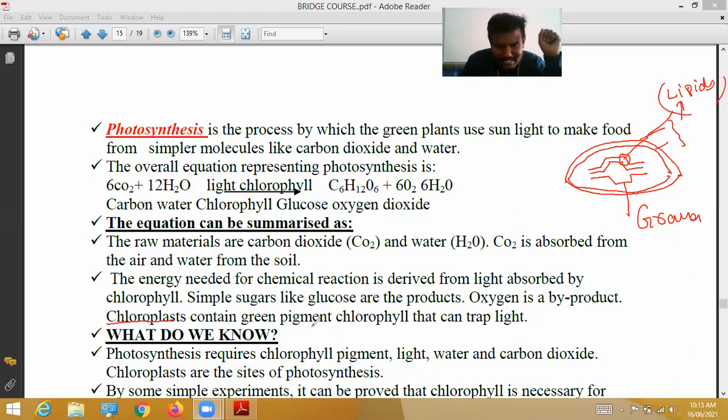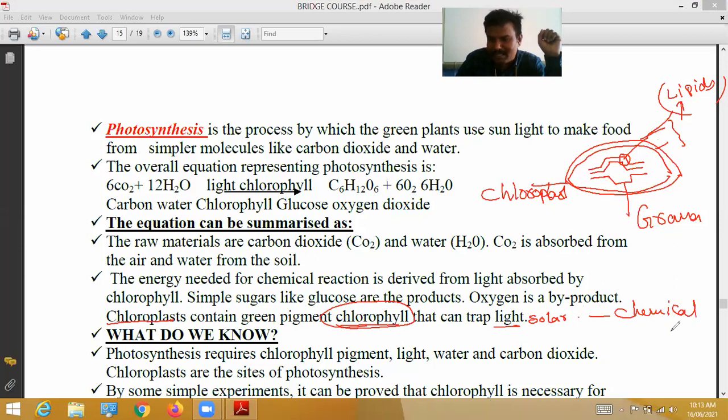The chloroplast contains a green pigment called chlorophyll. The chlorophyll pigment can trap light energy, nothing but solar energy, and convert it into chemical energy. This is called assimilatory power.